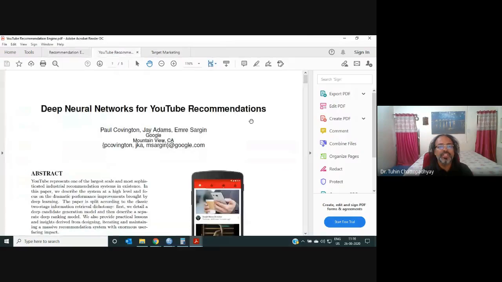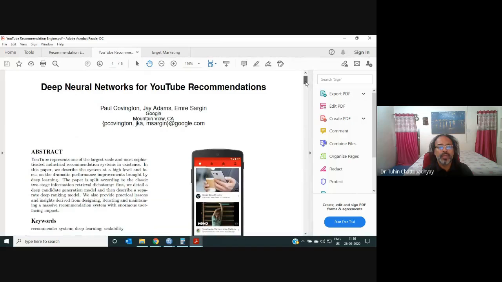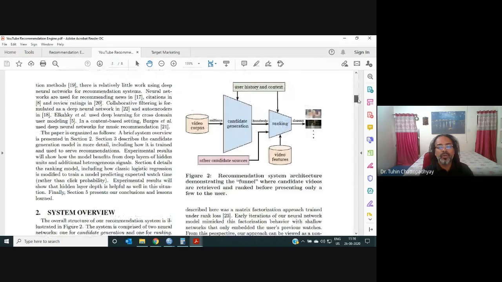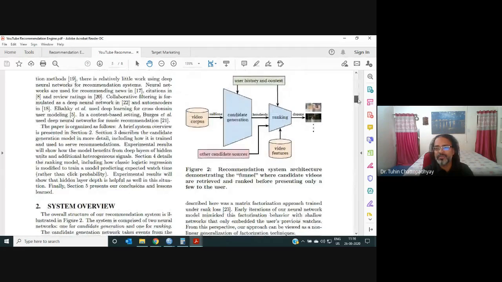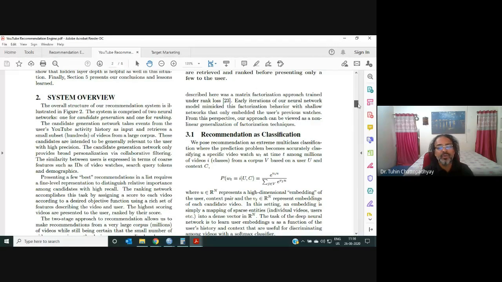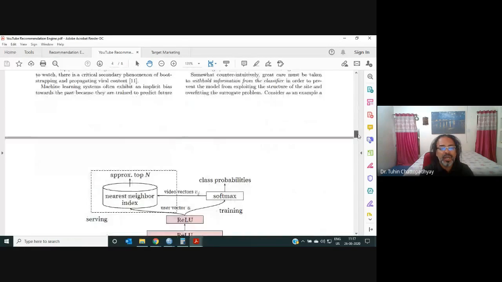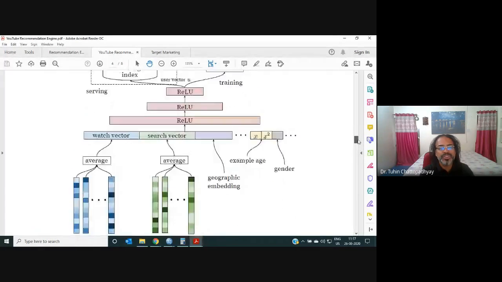how the YouTube recommendation engine works, written by folks who are working in the Google company. Not that you have to read it, but those who have special interest and want to develop a recommendation engine, they must go through it.